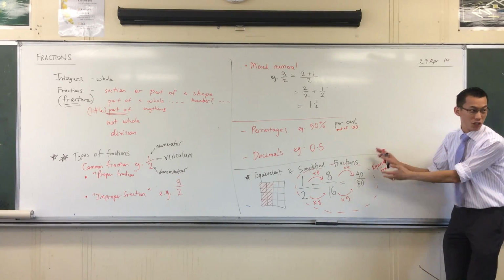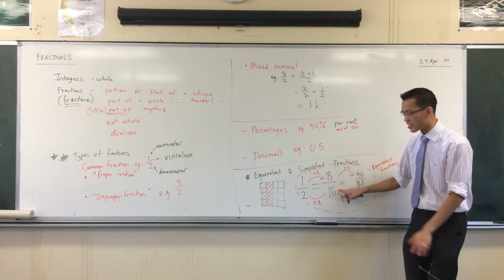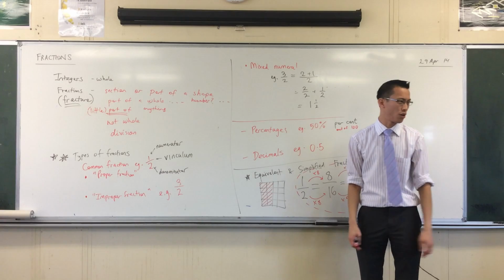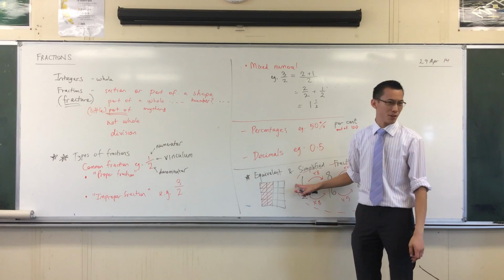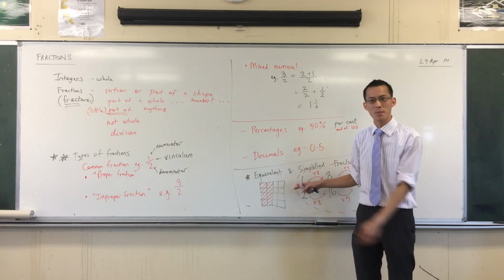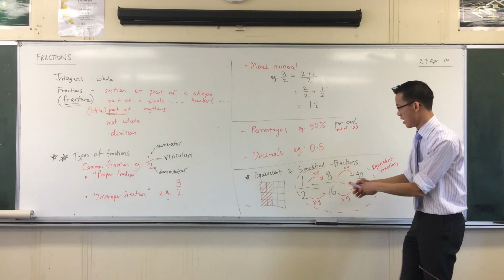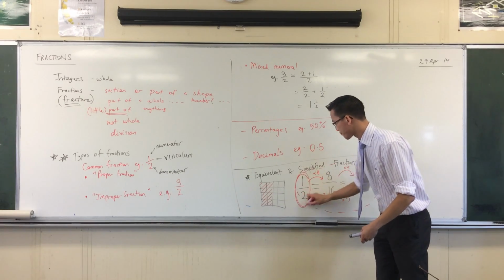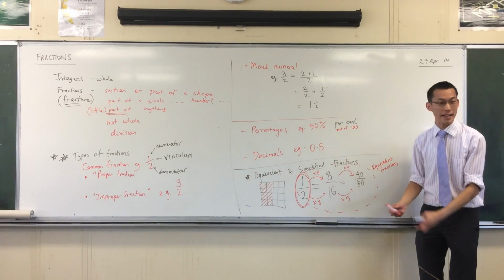40 over 80, I can reduce those, still have the same fraction. 8 over 16, I can keep going. 1 over 2, though, I can't, there are no whole numbers smaller than 1, are there? So I'm kind of stuck. This is as far as I can go. This guy here is the simplest, or the simplified fraction.